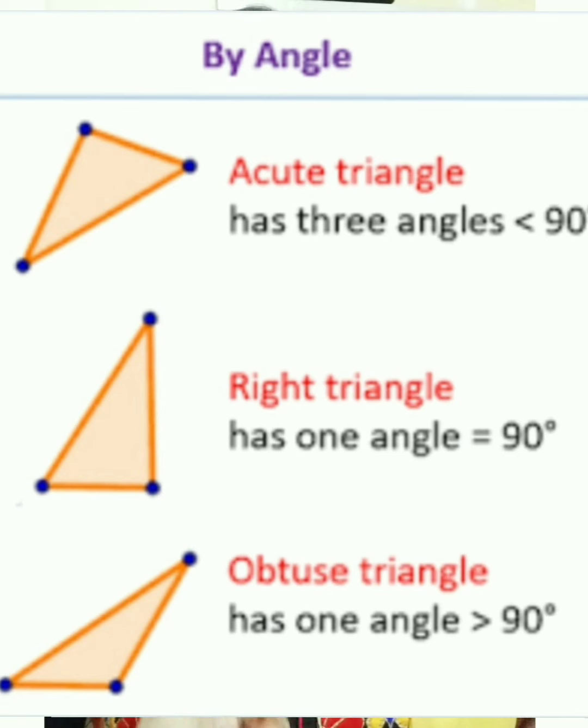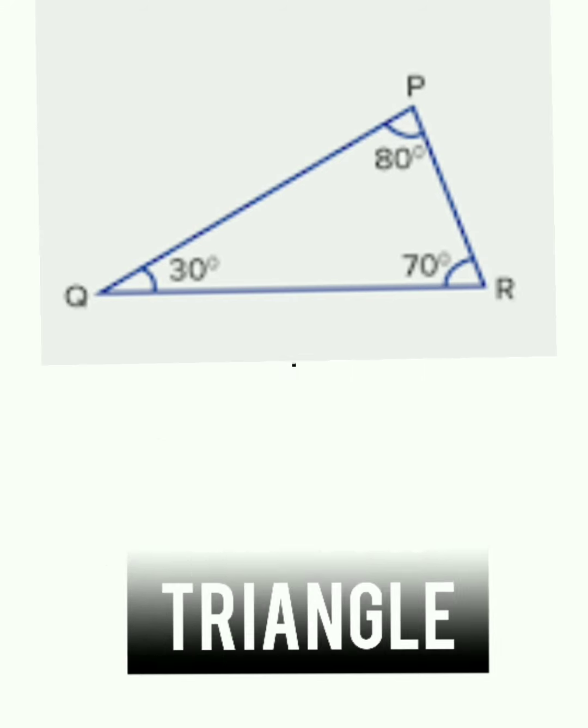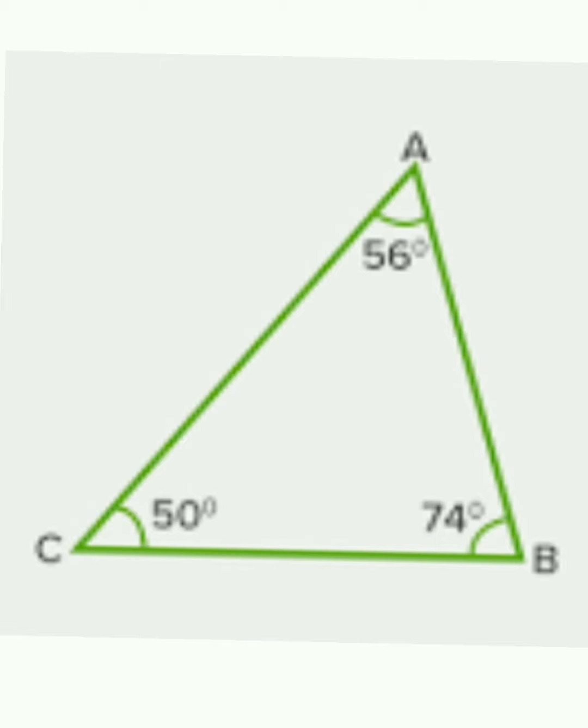Step number 3. Classification of triangles on the basis of their angles. There are 3 types. Number 1, acute triangle. Number 2, right triangle. Number 3, obtuse triangle. Type number 1, acute angle triangle. A triangle in which each angle is acute, that is less than 90 degrees, is called an acute triangle or acute angle triangle. In these figures, the measure of each angle is less than 90 degrees.